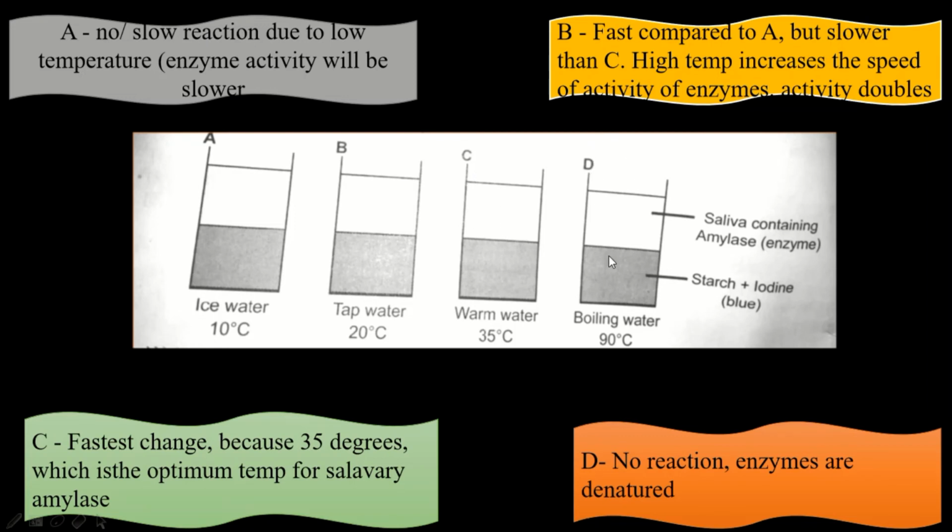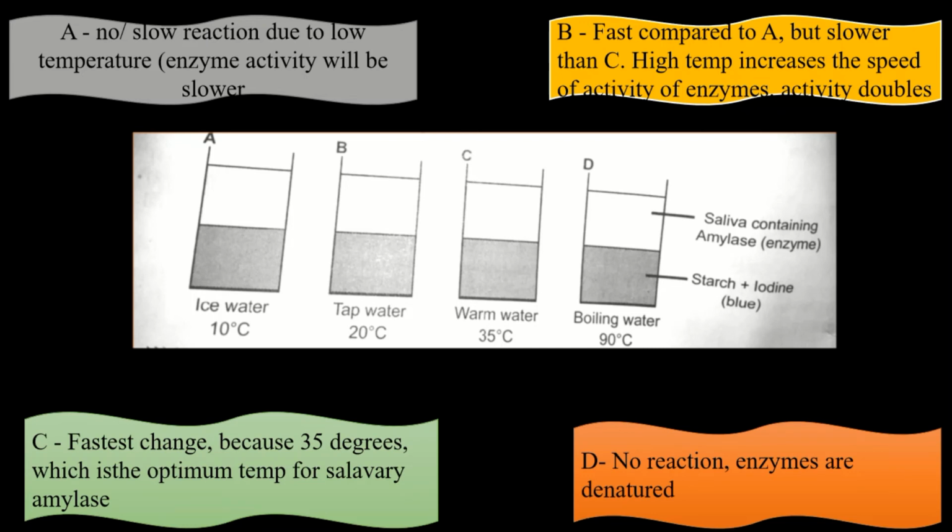And then in D, we are told that there is no reaction. The reason there is no reaction is because these enzymes are denatured. Test tube D was subjected to a high temperature of 90 degrees Celsius. Because this is very high, these enzymes, or rather amylase, will be destroyed. Because this amylase is destroyed, it will not be able to digest starch. Because starch is not digested, the solution in our test tube will remain blue to show that starch is still present.